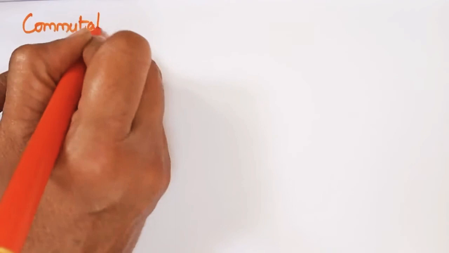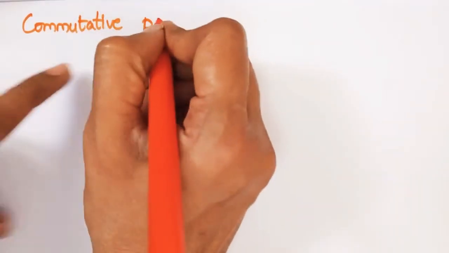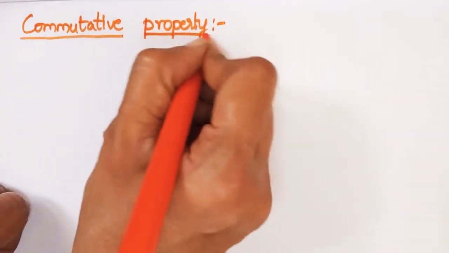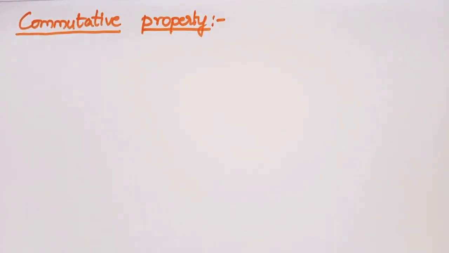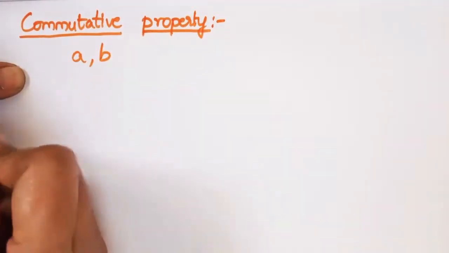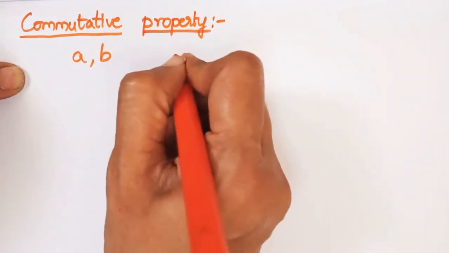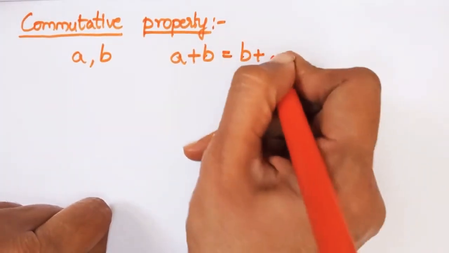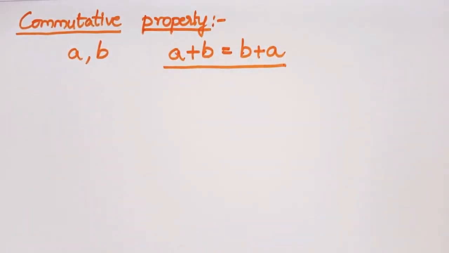Commutative property. First, let me make you understand what exactly the commutative property is. The commutative property can be very simply explained as whenever you take two numbers like A and B, commutative tells you that if A plus B is equal to B plus A, we say that addition is commutative.